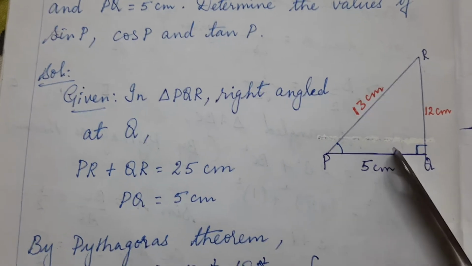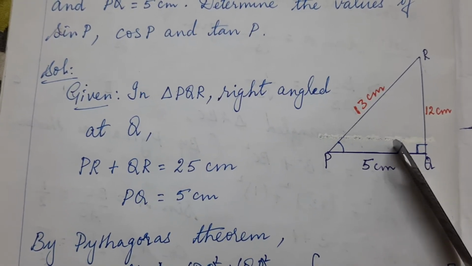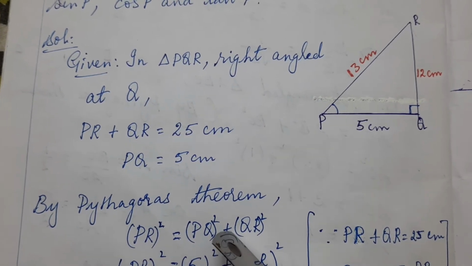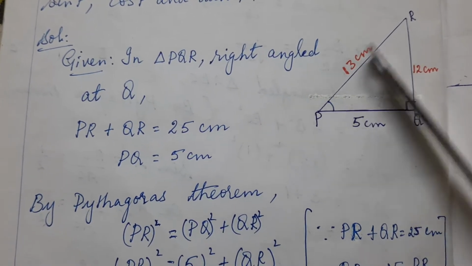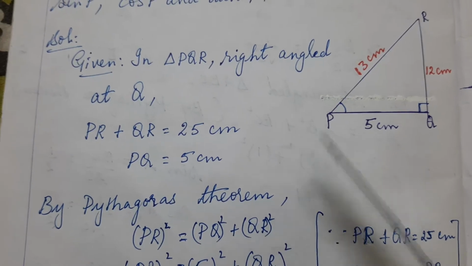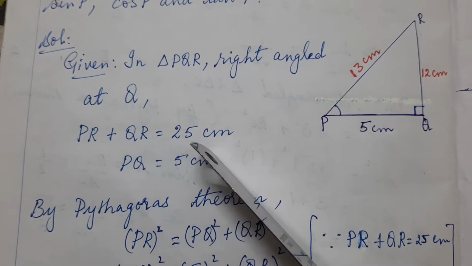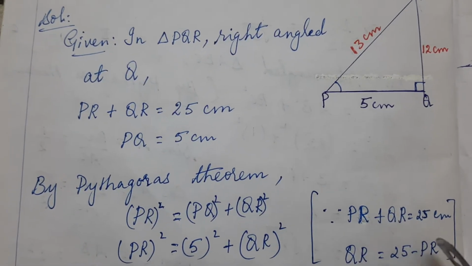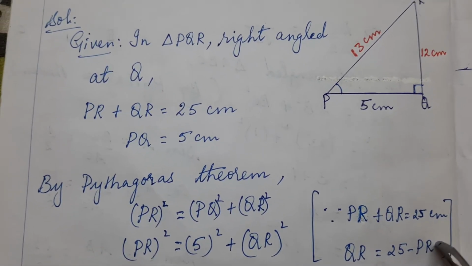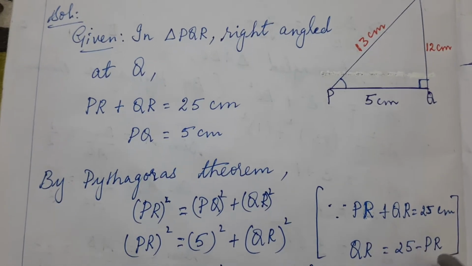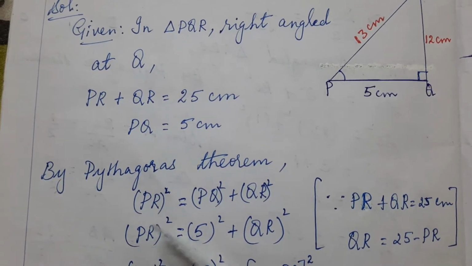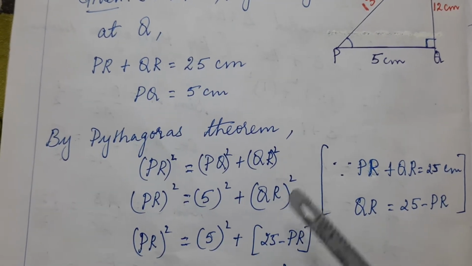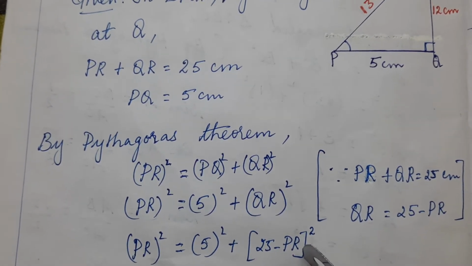So whenever a right angle triangle is given, we use Pythagoras theorem to find the unknown values. So according to that, PR square is equal to PQ square plus QR square. PR square is the hypotenuse. So now, from PR plus QR is 25 cm, we can find QR. QR is 25 minus PR. So instead of QR, we can substitute this value. So PR square is equal to 5 square plus QR square. So instead of QR, I am substituting (25 minus PR) the whole square.